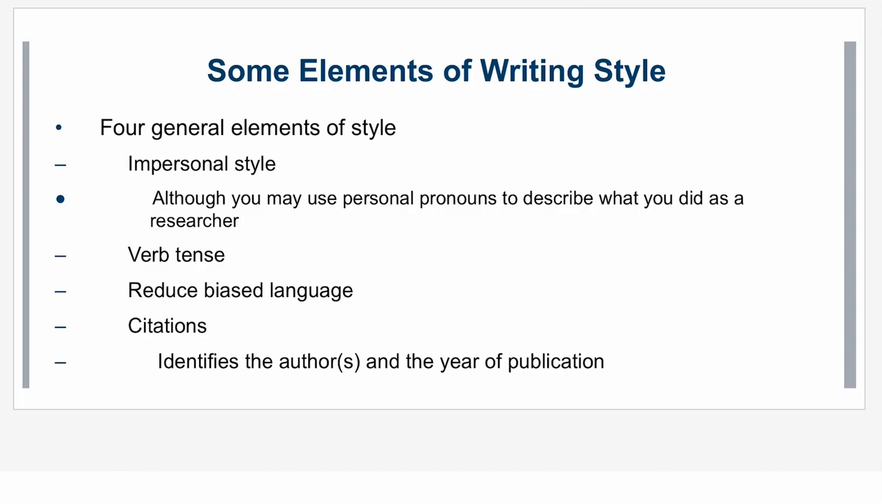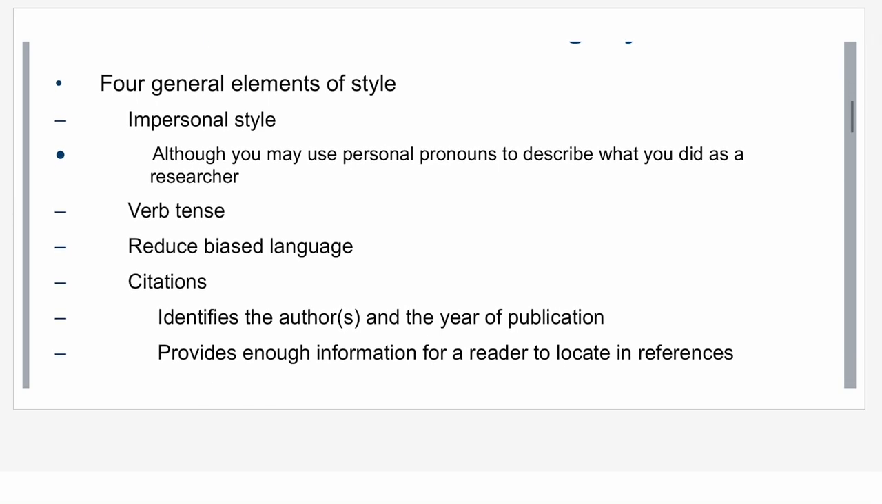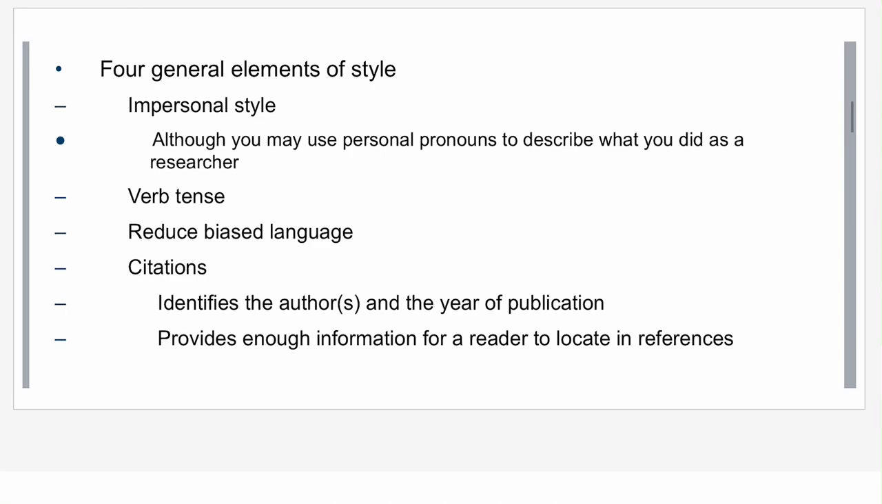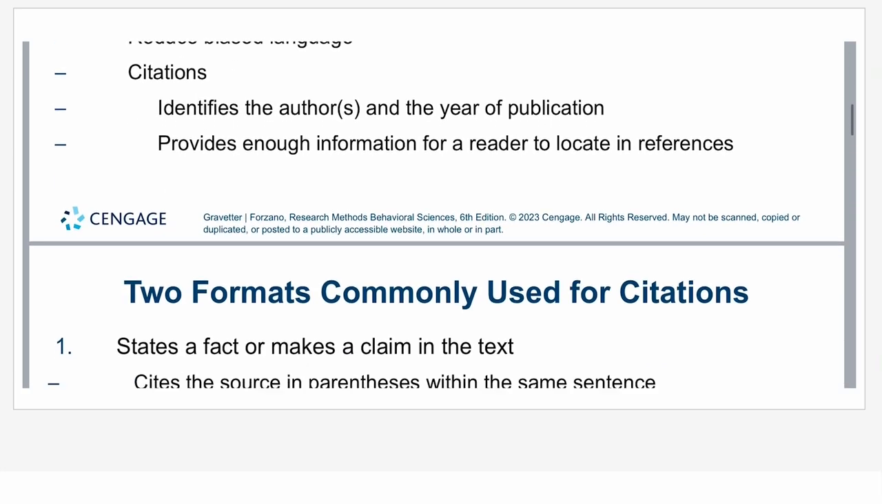The last element is citations, which we've talked about a lot in this class. Again, it identifies the authors and the year of publication, and it provides enough information for a reader to locate the source in the references page at the end of the report. This could be you citing things for background for your hypothesis, or establishing a basis or support for claims or facts in your report. And it's also, of course, to give others credit for what they have found or what research they have done.